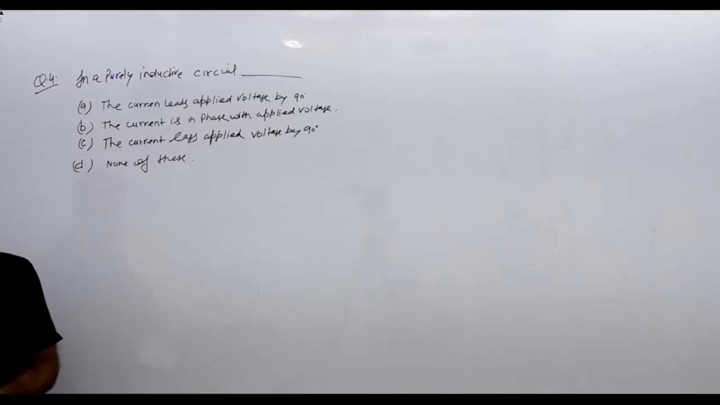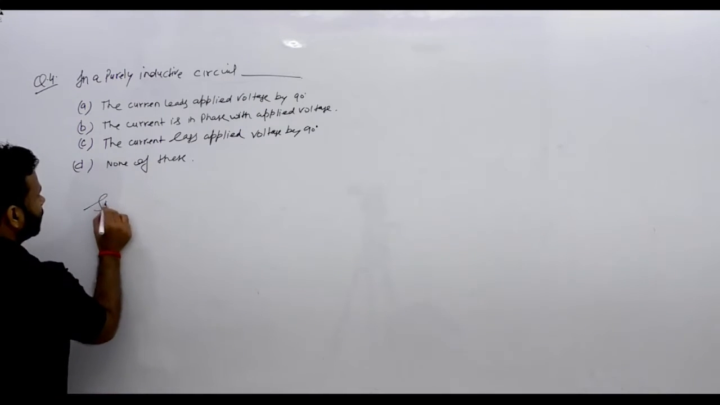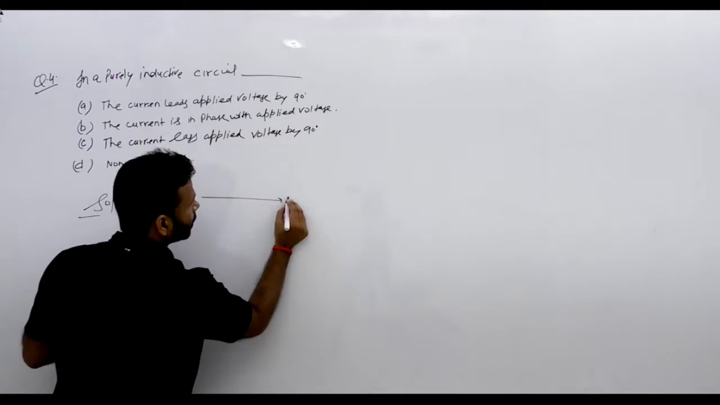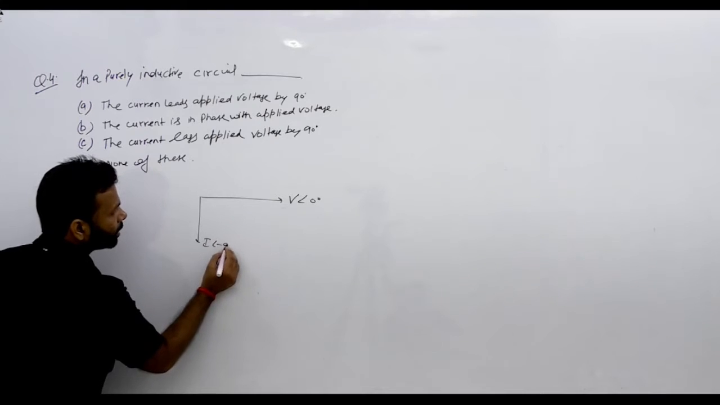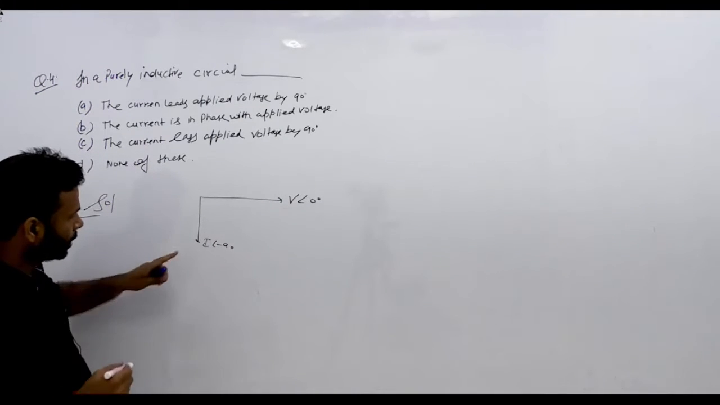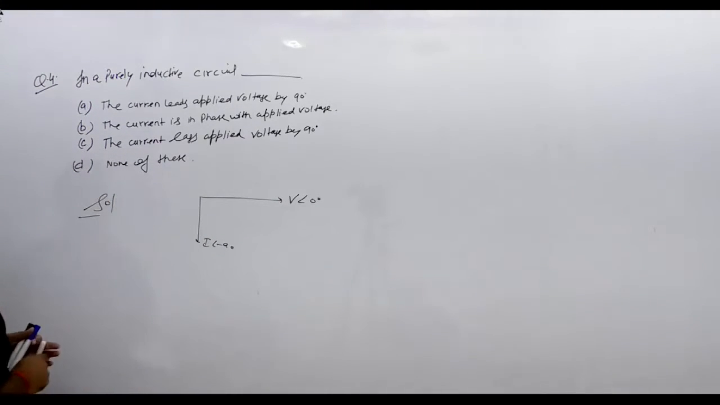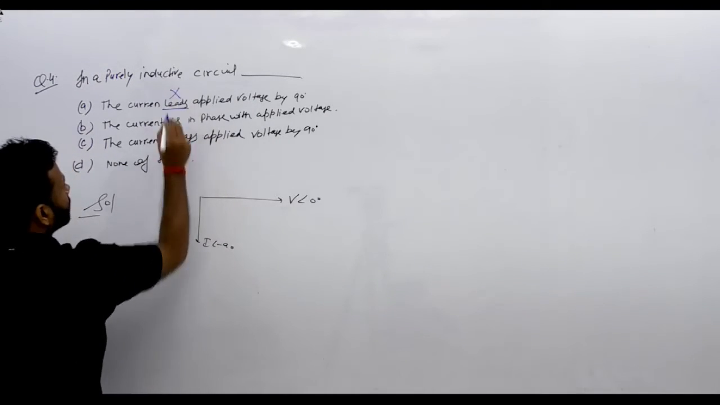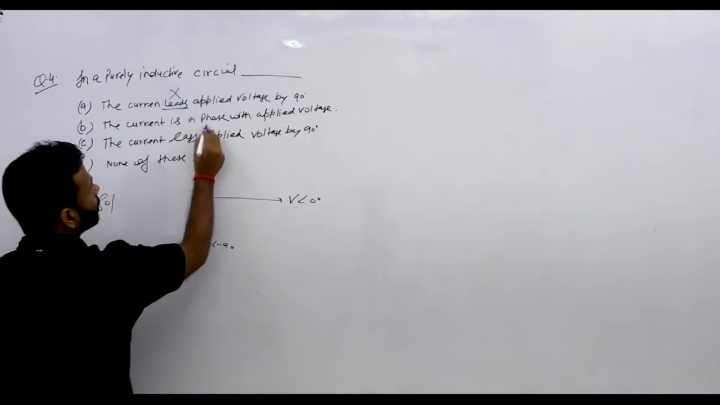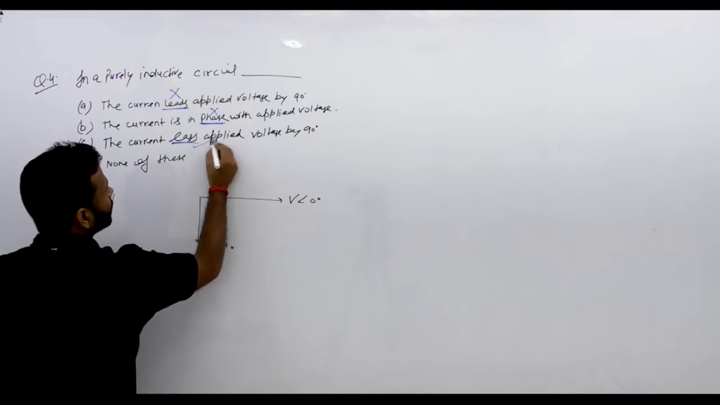ठीक है, तो देखते हैं अपना क्वेश्चन. For a purely inductive circuit, current leads, current in phase, current lags. So if you have the phasor diagram of the inductor, if you see your theory, it is V angle 0 degree and it is I angle minus 90 degree. So let's check the option. For a purely inductive circuit, current lags voltage by 90 degree or voltage leads current by 90 degree. So check करते हैं. Current leads, no, it is wrong because current is lagging. Now current is in phase, no, it is lagging, wrong. So current lags, yes, this is correct. Current lags applied voltage by 90 degree. So your option C is correct.